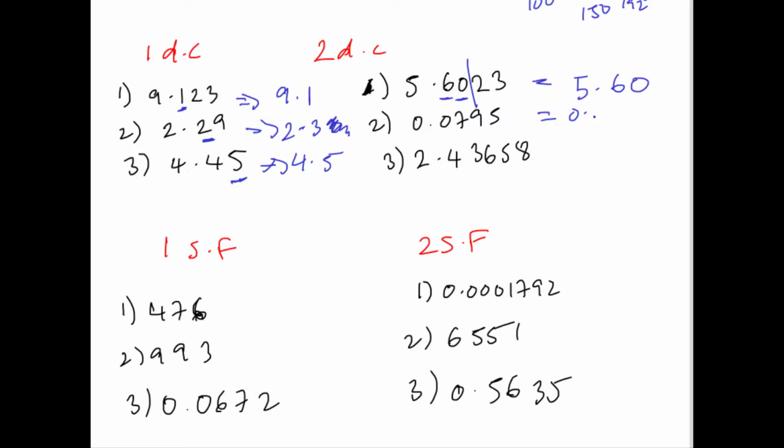Next one, 0.0, and then you got 7 here and 9 next to it. Therefore we have to go up 1, which is 8. 0.08 to two decimal places.